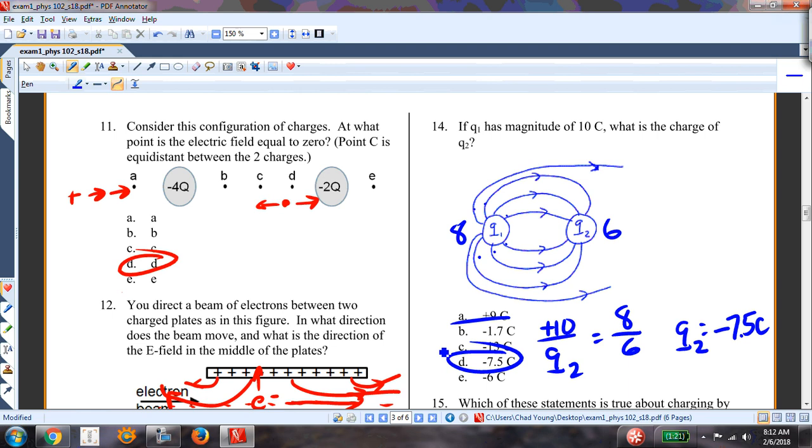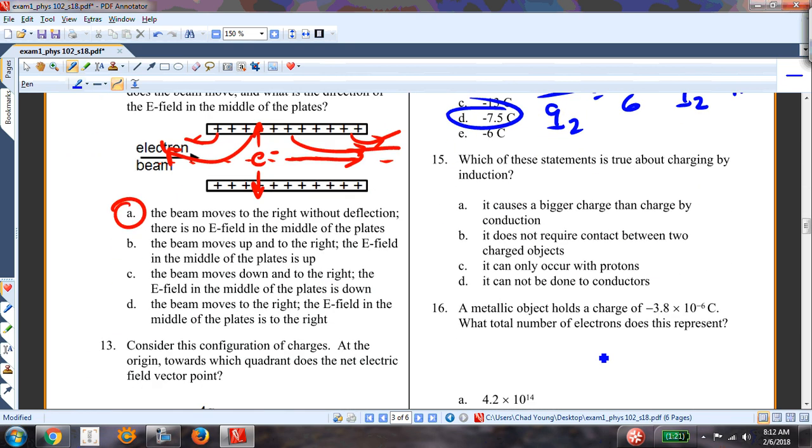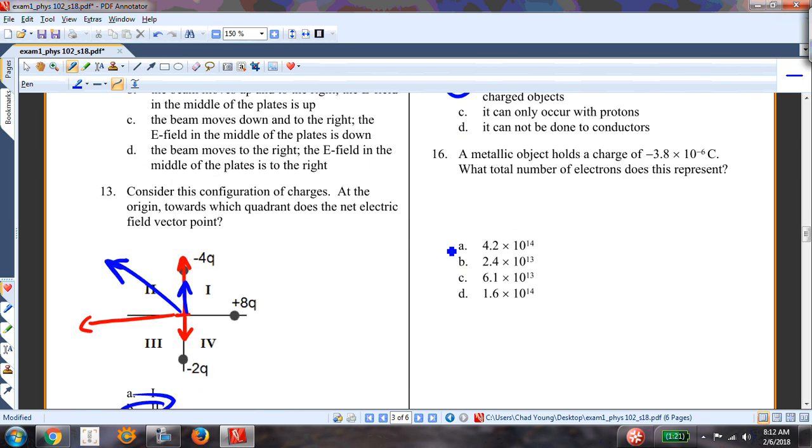We've seen this before, but it's been a little bit easier because we've had even numbered integer ratios. In this case it's not an integer, so you really have to go through this process of looking at the ratio. Which of these statements is true about charging by induction? Does not require contact.